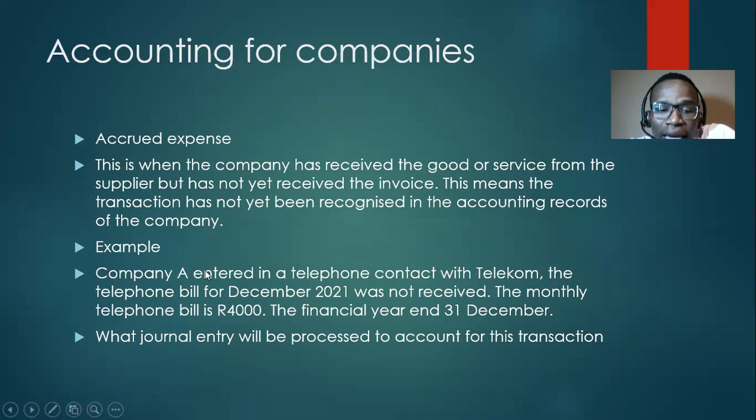Say company A entered into a telephone contract with Telecom, right? And the telephone bill for December 2021 was not received. The monthly telephone bill is 4,000, and the financial year end is 31 December. Then we're asked what journal entry will be processed to account for this transaction, right?